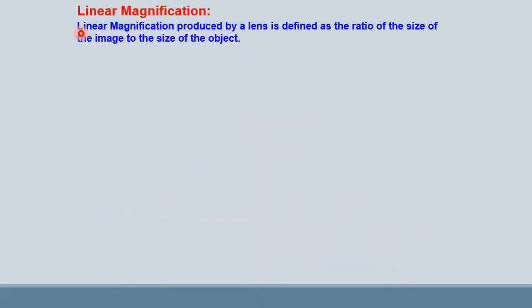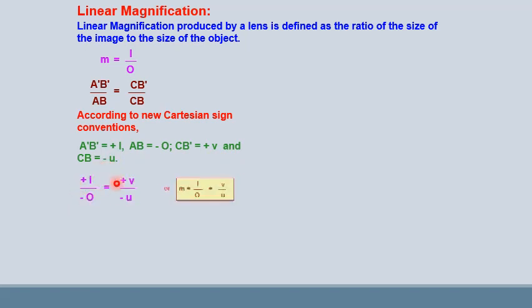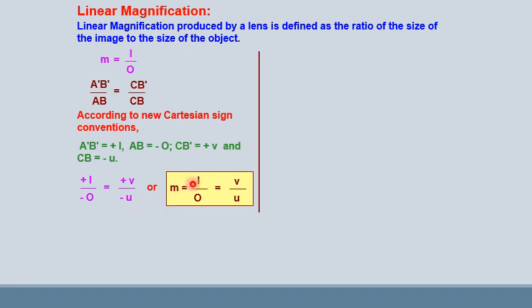Linear magnification. Linear magnification produced by a lens is defined as the ratio of the size of the image to the size of the object. M is equal to I upon O. A dash B dash upon AB is equal to CB dash upon CB. According to new Cartesian sign conventions, A dash B dash is equal to plus I and AB is equal to minus O, CB dash is equal to plus V, and CB is equal to minus U. So plus I upon minus O is equal to plus V upon minus U. M is equal to I upon O is equal to V upon U.